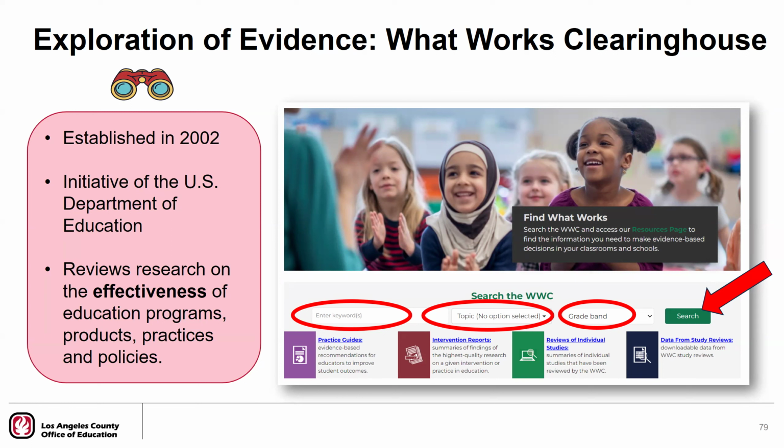And to begin, when you click on the link, the WWC will ask you to enter a word such as ELA or math. Next, you will select a topic of choice from a drop-down menu. And lastly, you will enter a grade band, also from a drop-down menu. Once you click on the search button, which is green here noted by the red arrow, you'll be ready to explore.